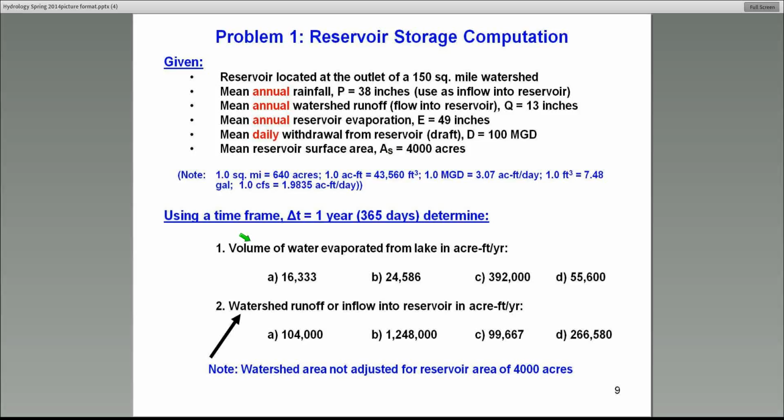So what do you want to look at? You want to go back and look at basically evaporation, okay? In this case, the evaporation is 49 inches. So let's convert that to a loss in acre-feet per year.